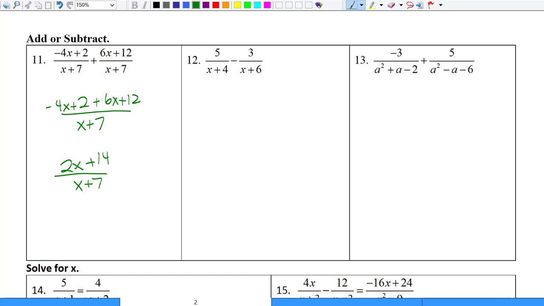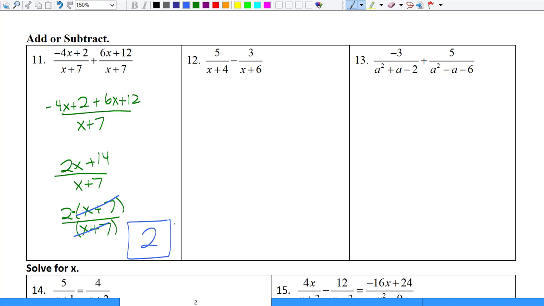We have to simplify. So in this case, when you simplify, you have to factor. I can factor out a 2 GCF out of the numerator. Now that that 2 is being multiplied by the parentheses x plus 7, the opposite of multiply is divide, and these two divide out nicely, and your final answer is just 2.